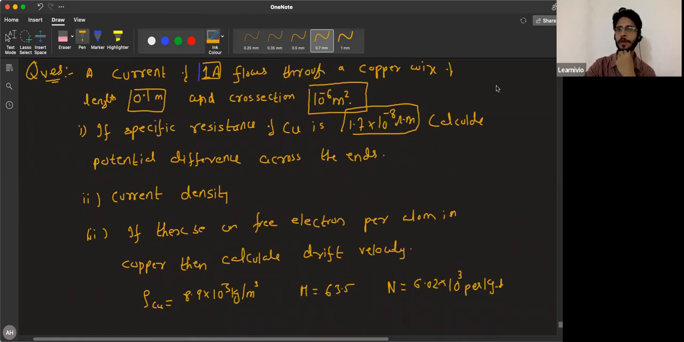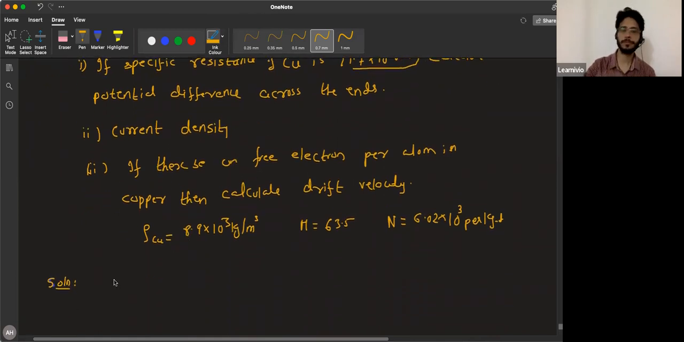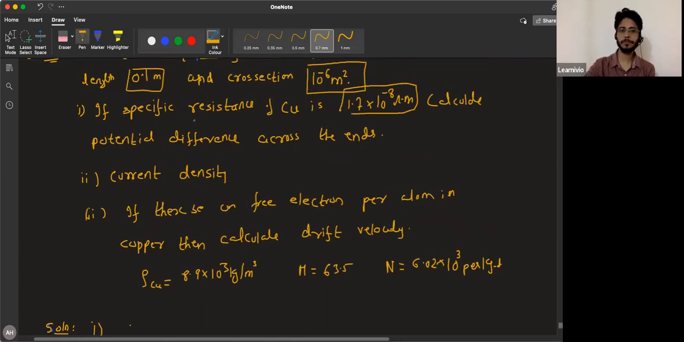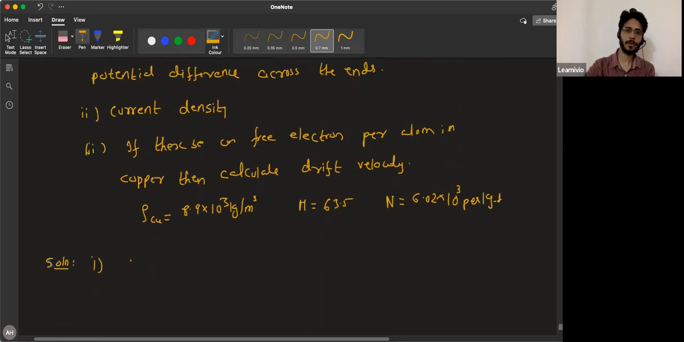So, Arpit, what's the formula for calculating potential difference? Voltage. Hishma, how do we calculate voltage? Noha, formula for calculating voltage? Current is given, then how do we calculate voltage, Yashika? Sir, V is equal to IR. V is equal to IR.